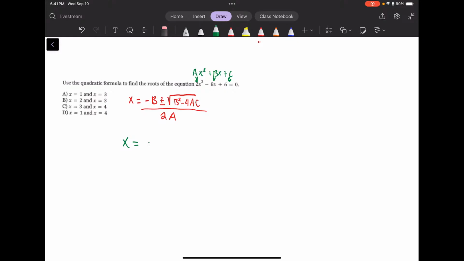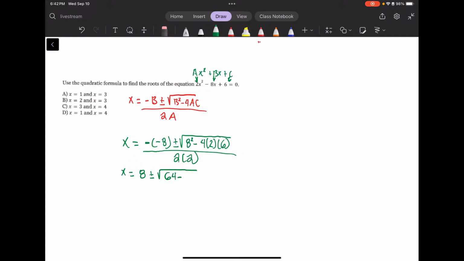So now when we come down to substitute, we have x is equal to the opposite of b, so the opposite of -8, plus or minus the square root of b squared, so that's 8 squared, minus 4 times a, which is 2, times c, which is 6. And this is all divided by 2 times a. We know a is 2. So this is just the first thing that we have to do, family. We substitute.